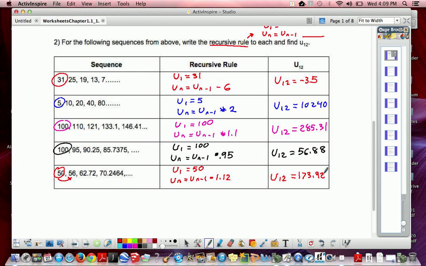Just as a helpful hint, make sure you count correctly. If your answers are off here on any of these, it could be just because we counted up to 12 incorrectly. We started at 0 instead of 1, or started at 2 instead of 1. So, good luck, and you can flip to the next page and start the next video.